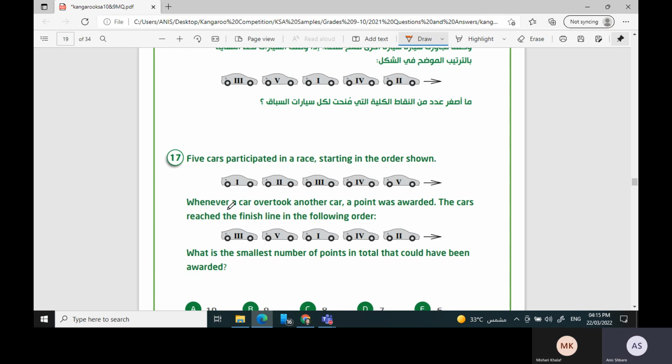Okay, so as you can see, for example, car one started at the end, and it finished in the third rank. So, they want the least number of points. Of course, it didn't win, so it is in the third position. We need to move it directly to the third position, etc. So, what algorithm are you going to use?